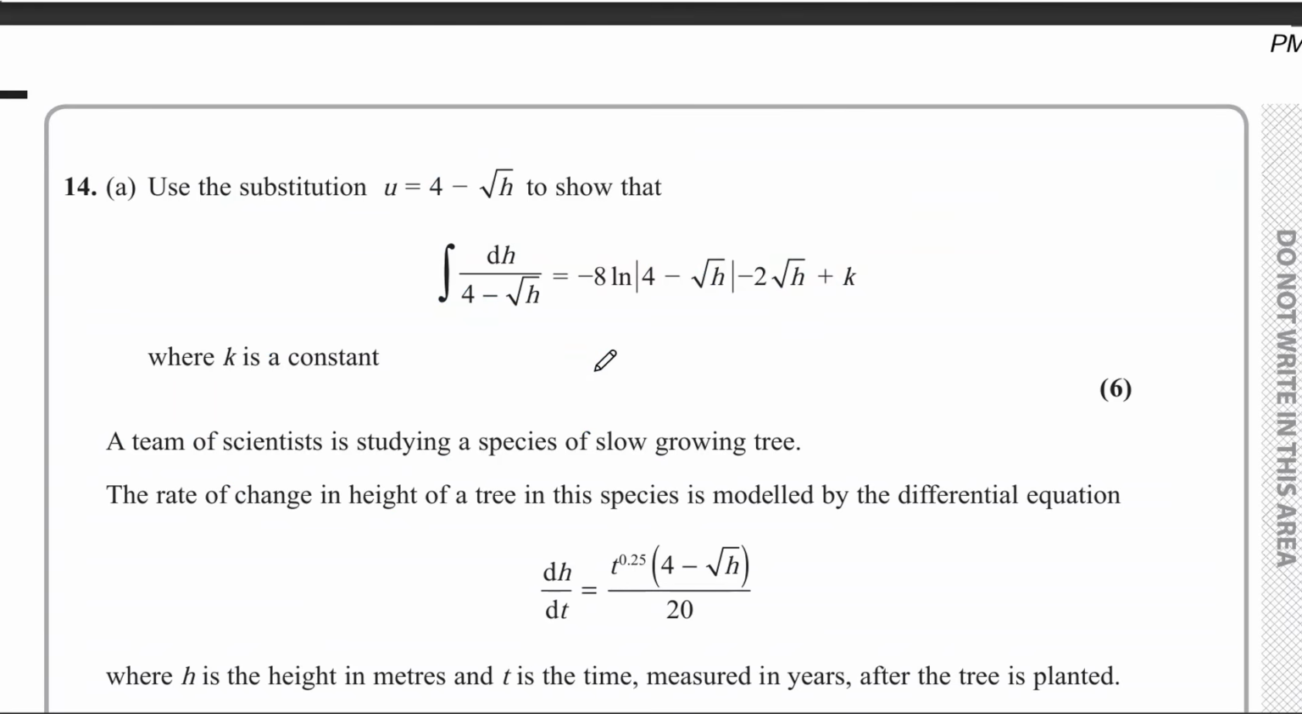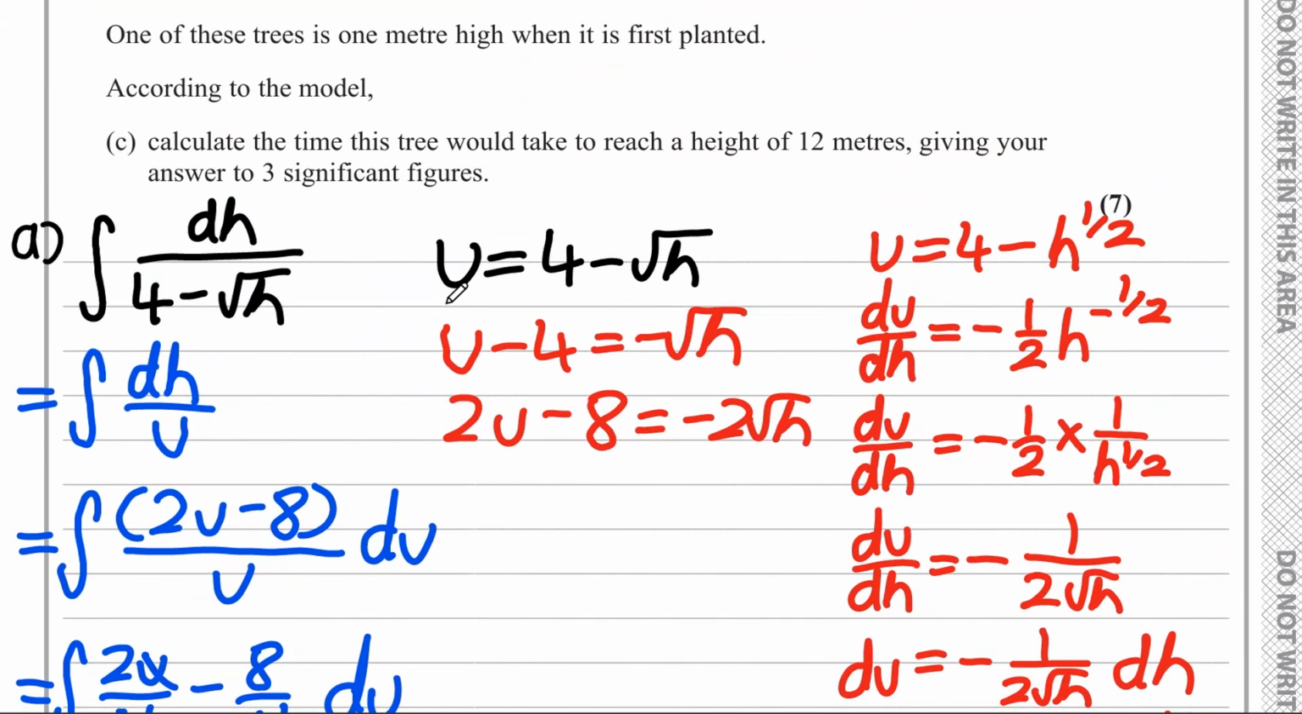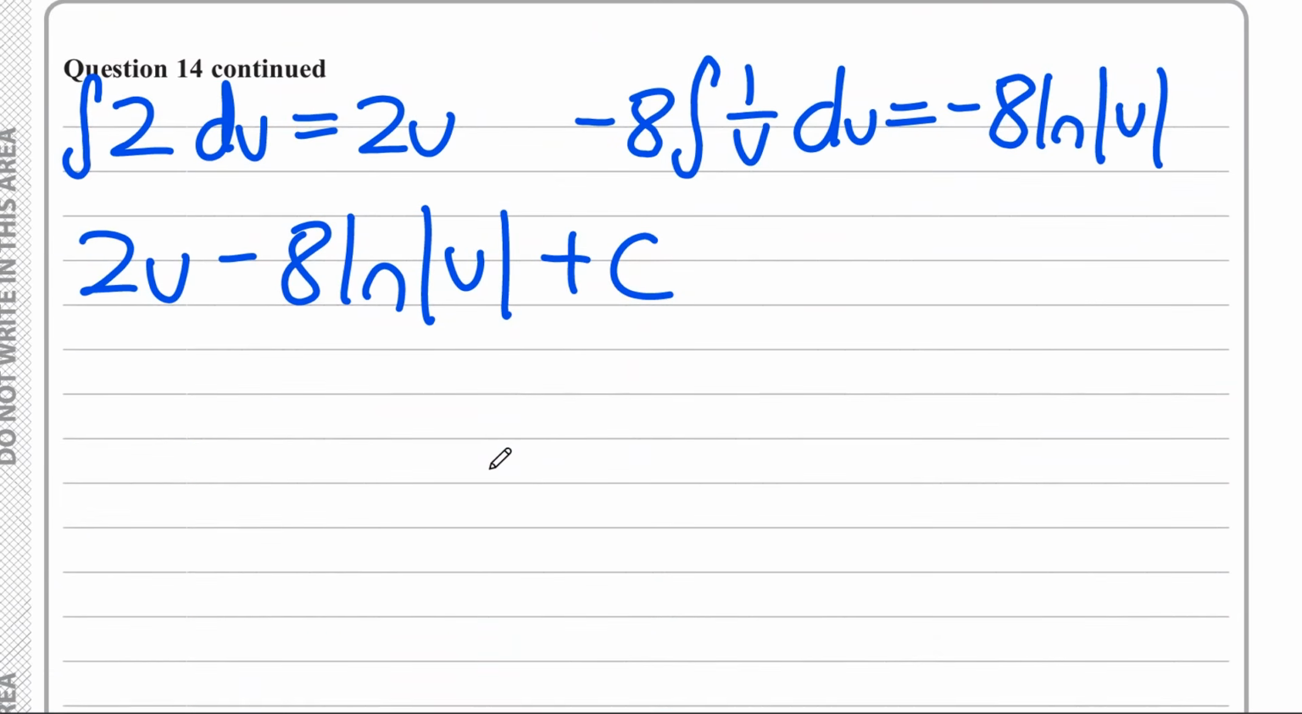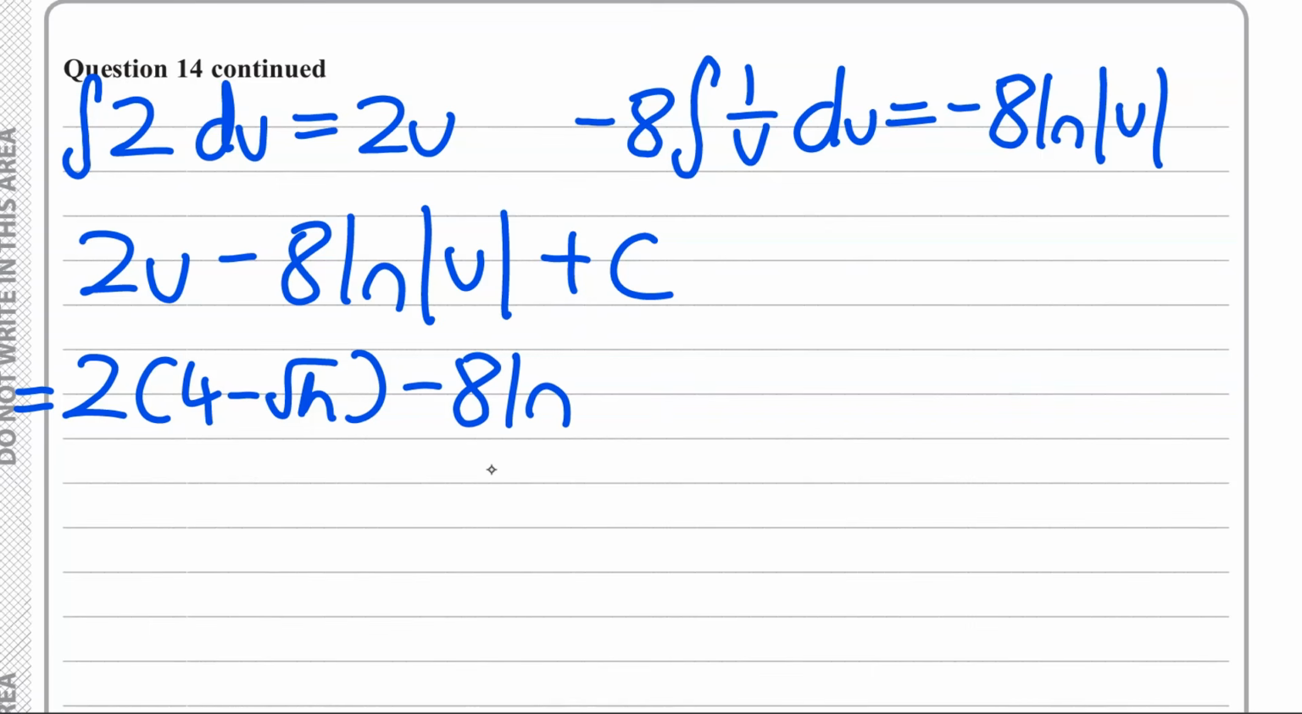Okay, so if you look at the final answer, we don't want u in the final answer, we want this root h. So what we're going to do is we're going to sub back in this u is equal to 4 minus root h. So if we do this, it's going to be equal to 2, and then instead of u, it's going to be 4 minus root h, and then minus 8 natural log, and then the modulus, and then instead of u, it's going to be 4 minus root h, and then plus c.